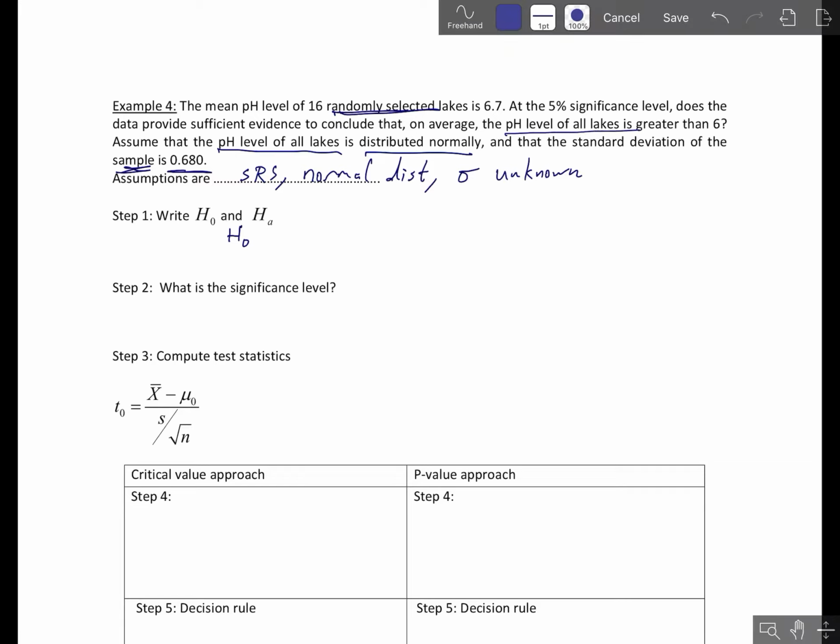So again, we'll start by writing down these hypotheses. So we want to know whether the pH level of the lakes is greater than 6. So our null hypothesis will just be that the pH level is 6. And the alternative hypothesis, which is what we're trying to test, is whether that pH level is greater than 6.